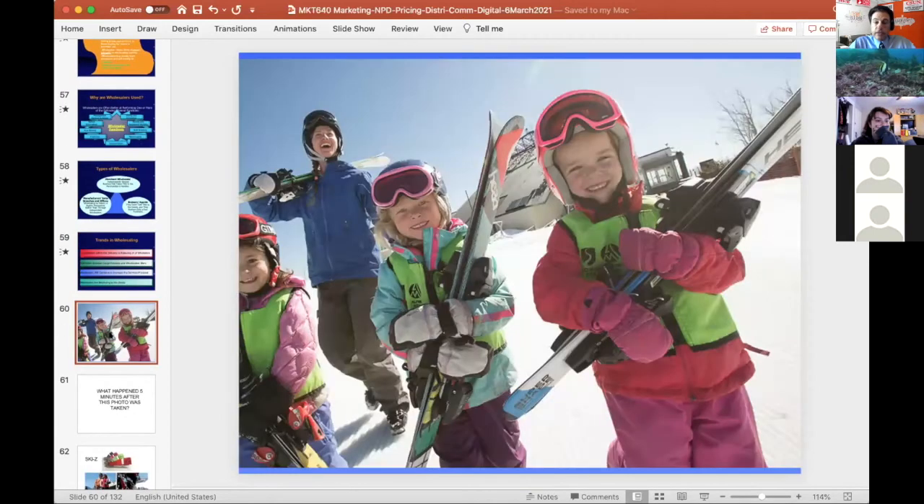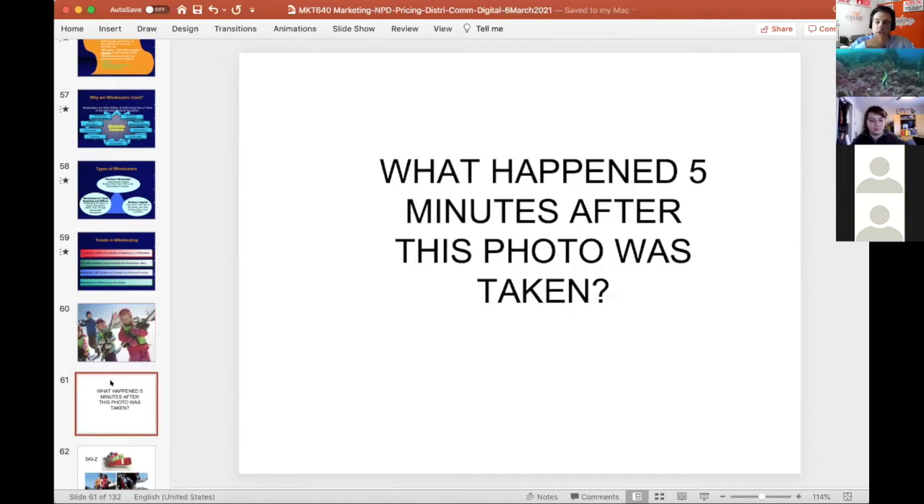All right. Here's a family and they go skiing. How is this picture right now? That's a fun time picture. Everything is going well, right? You can imagine that. Now the question, what happened 5 minutes after this photo was taken? What do you think happened?